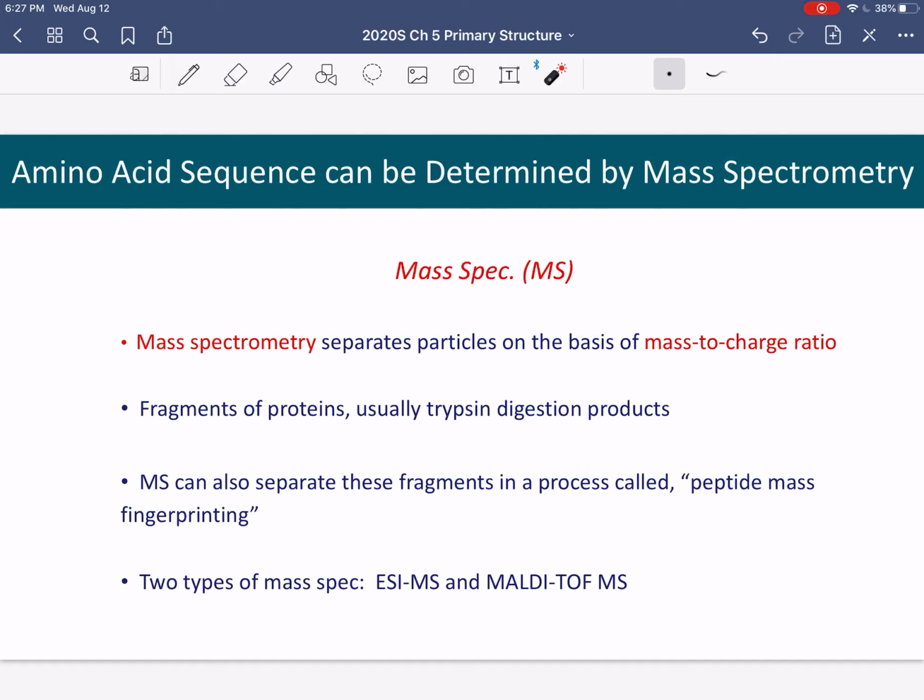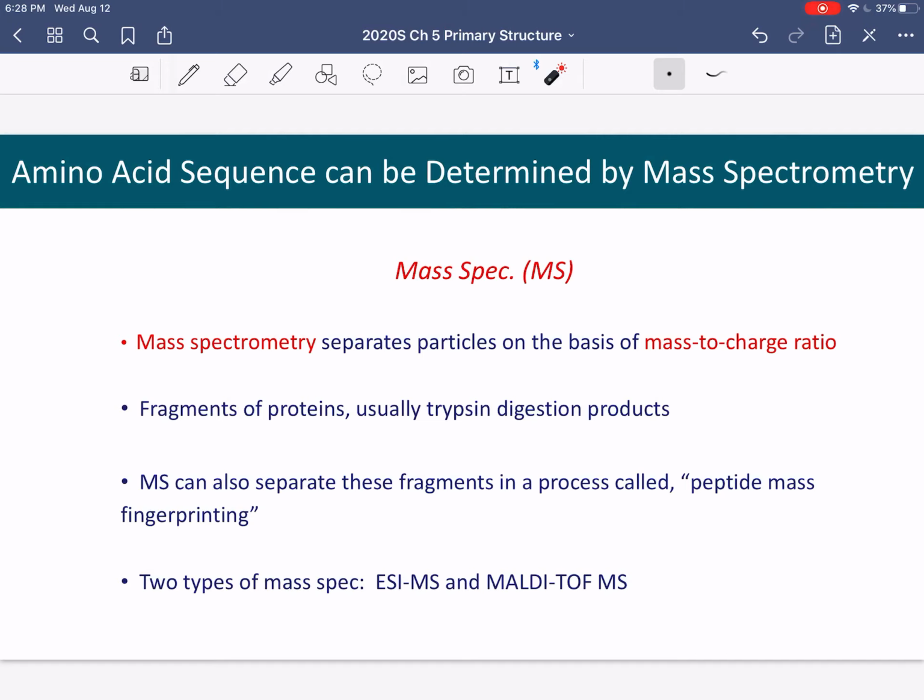So, mass spectrometry separates the fragments of a polypeptide on the basis of their mass to charge ratio. Usually these fragments are generated by trypsin digestion. So that's one of your toolbox enzymes used to cleave your proteins after lysines and arginines. And these fragments will fly differently towards the detector based on their mass to charge ratio, and so they'll hit the detector at different times, and you will get peaks for each one of the products in a predictable way.